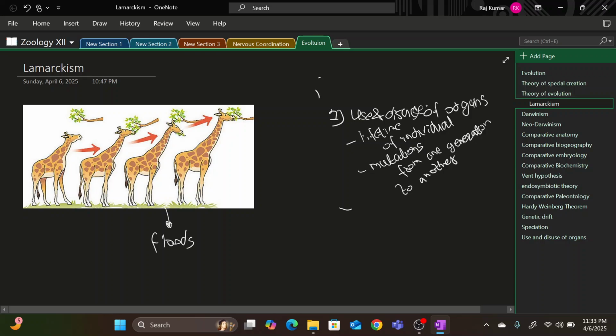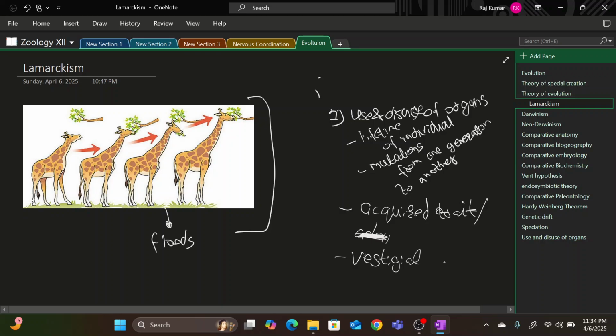He called these traits acquired traits. The trait that is acquired in this diagram is the increase in the length of the neck, which is an acquired trait, right? So one more thing to mention about use and disuse of organs is that this concept also led him to describe the vestigial organs.